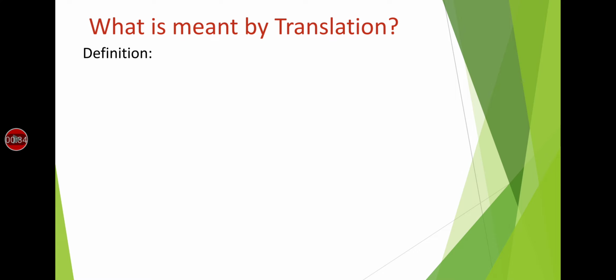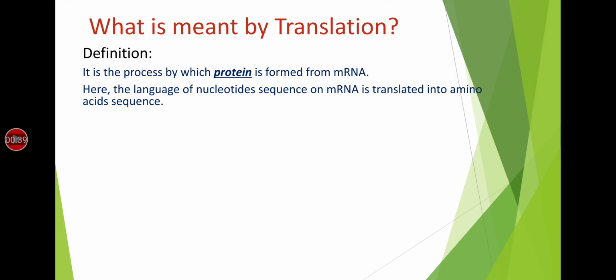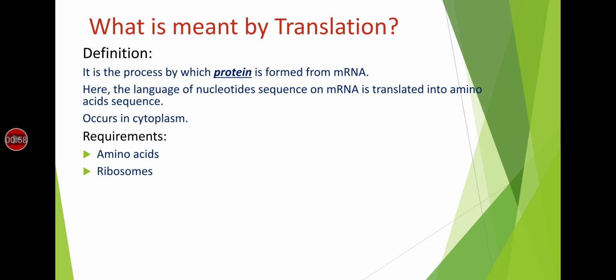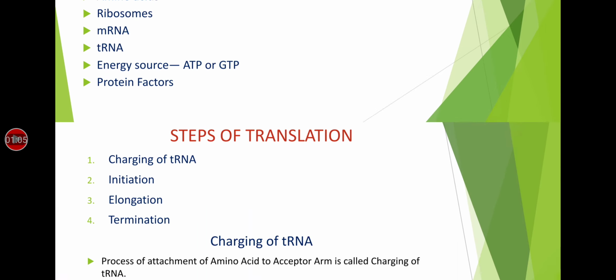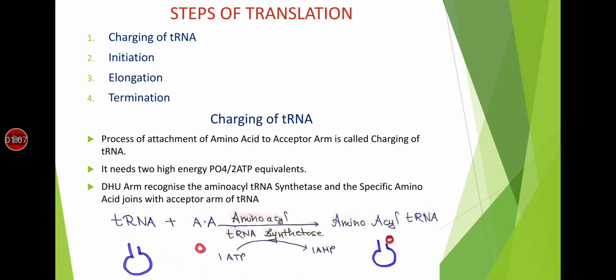perceived by us. Moving on to the definition of translation, it is a process by which proteins are formed from mRNA. Here, the language of nucleotide sequence on mRNA is translated into the amino acid sequence for protein synthesis. And this occurs in cytoplasm and requires many things like amino acids, tRNA, mRNA, ribosomes, energy sources like ATP or GTP, and protein factors. Moving on to the steps of translation.